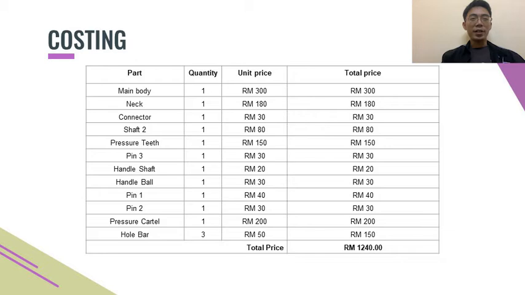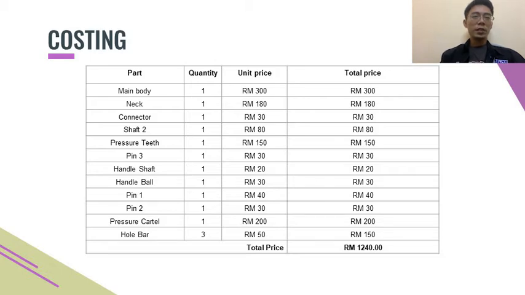Hi everyone, my name is Ching and my matrix number is B0919104114. The costing of the jigs and fixtures is as in the table below. The costing is estimated according to the material used and the process of fabrication. For example, the main body is 300 ringgit Malaysia because it is a standard part and the material used is more.